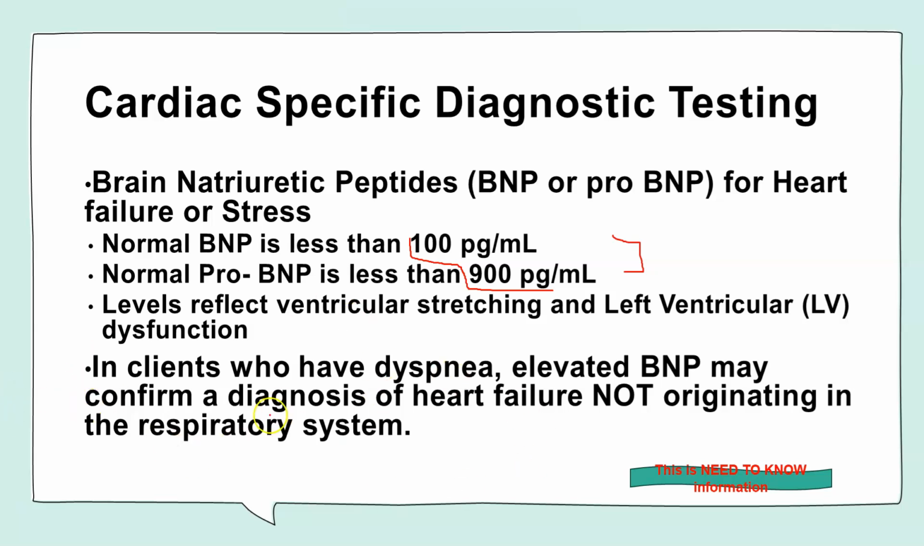Really what it's going to reflect is this ventricular stretching and ventricular dysfunction or stress. I do that because you have two S's, stretching and stress. In clients who have dyspnea, an elevated BNP may confirm a diagnosis of heart failure not originating in the respiratory system. So it's not related to cor pulmonale or something along those lines. This is a true heart failure.